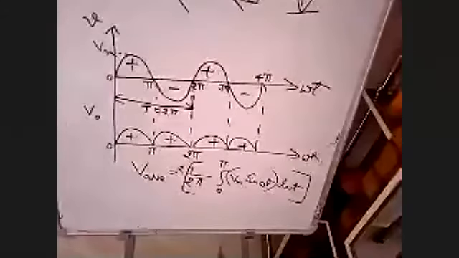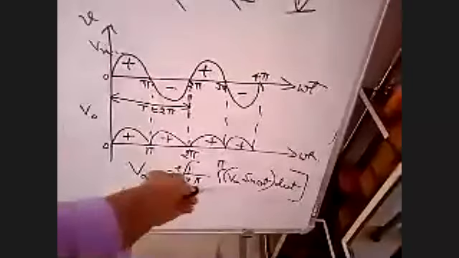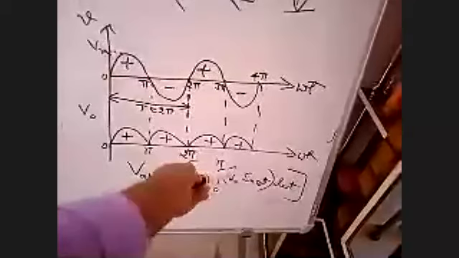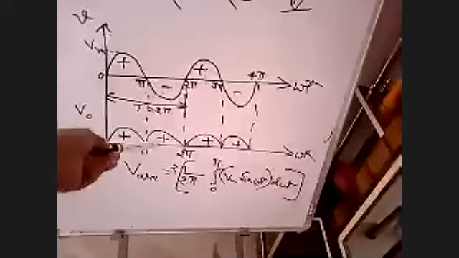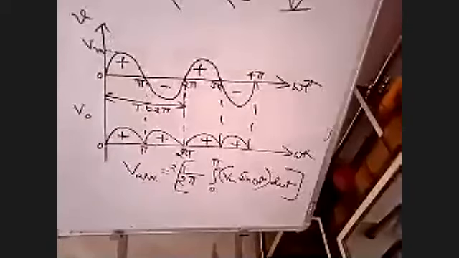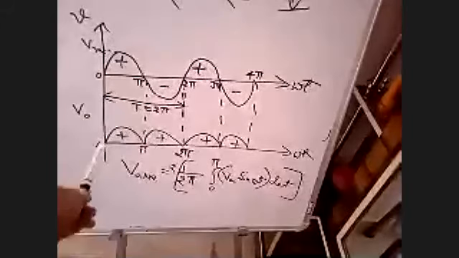I think you have understood why I'm multiplying with 2. Suppose I take the limits 0 to 2 pi, if you apply the integral and substitute the limits, you will get 0. But here the output voltage is not 0. That's why I'm multiplying with 2. So in the half-wave rectifier, we have taken from 0 to pi.